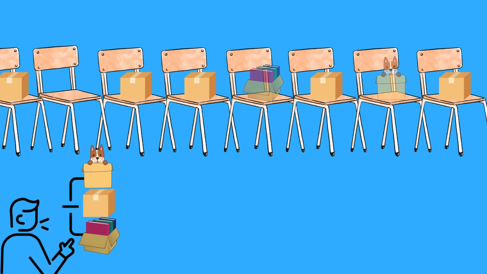Number 2, non-contiguous allocation. In non-contiguous allocation, memory for a process can be scattered across different locations. Paging and segmentation are examples of this approach. Non-contiguous allocation is more flexible and helps reduce fragmentation, allowing the system to make better use of available memory.